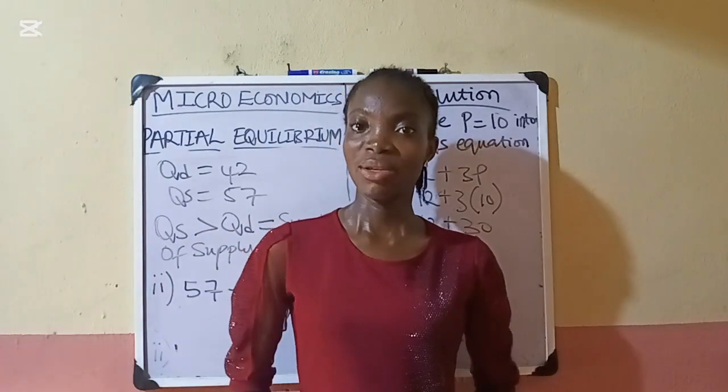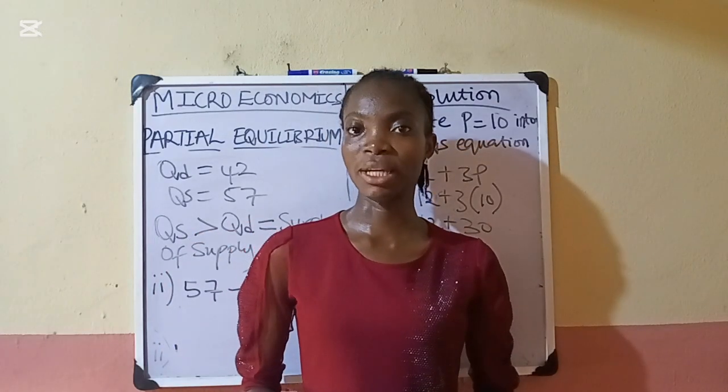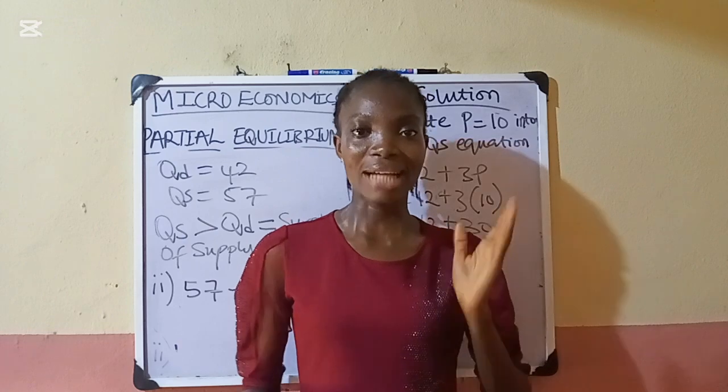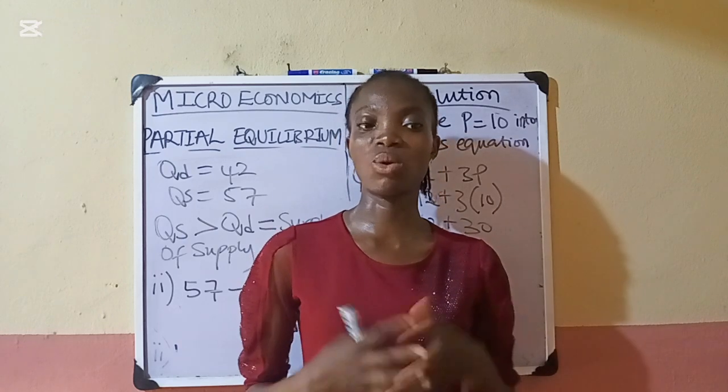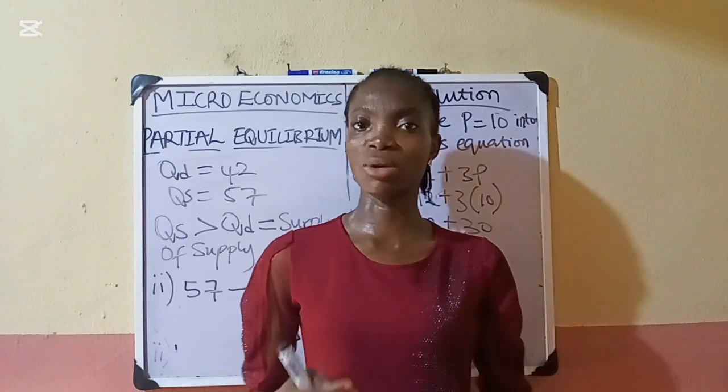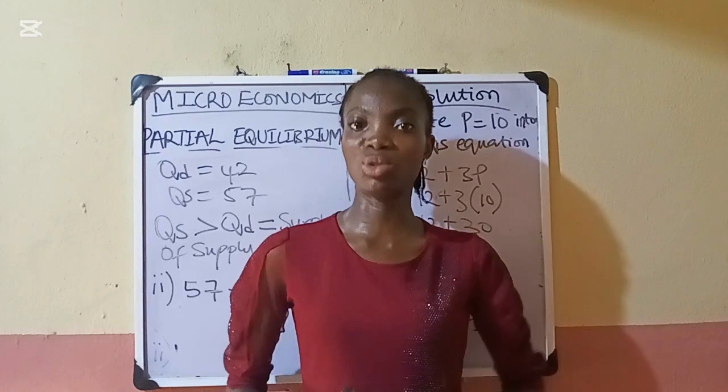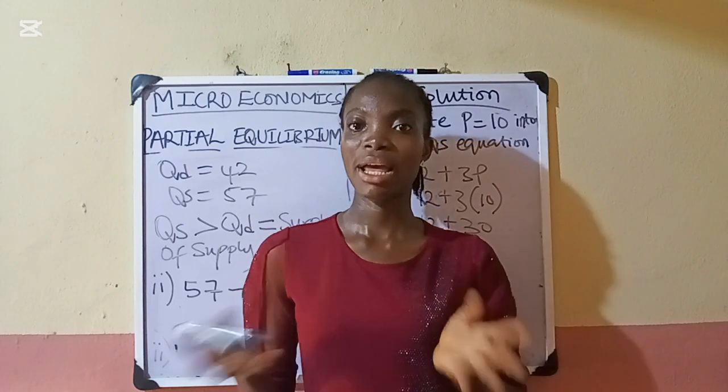Alright, with this, we have gotten to the end of this topic. One key takeaway is, at equilibrium, quantity demanded equals quantity supply, and any deviation from this point will either lead to an excess demand or excess supply.